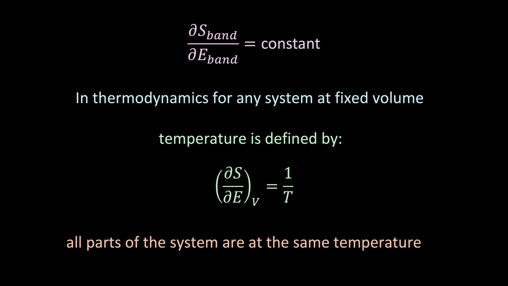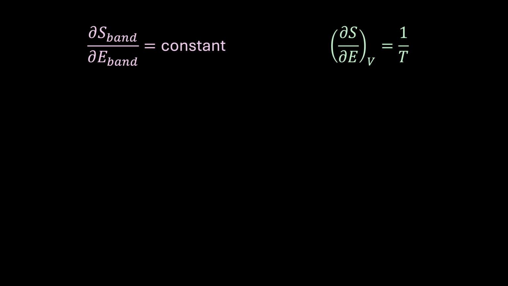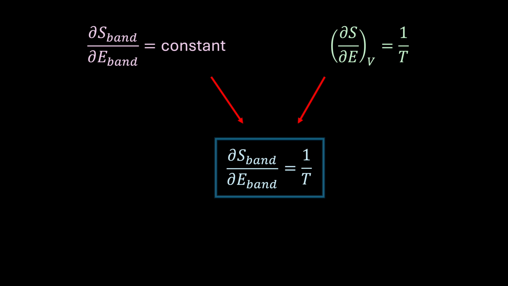If two bands had different values of dS/dE, they would effectively be at different temperatures, and energy would flow between them until those temperatures equalized. Therefore, if the radiation within the volume is in thermal equilibrium at temperature T, each narrow frequency band must satisfy the relation dS_band/dE_band is equal to 1/T. Our next task is to turn this from a discrete expression relating to each energy band to a general statement relating the energy and entropy densities.